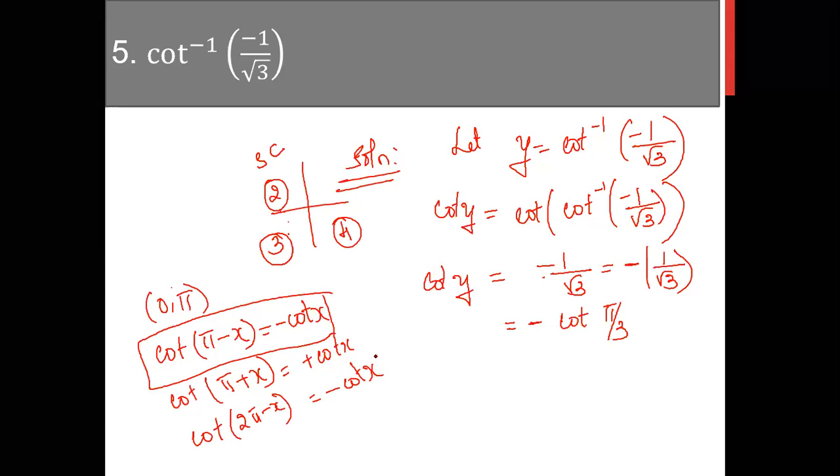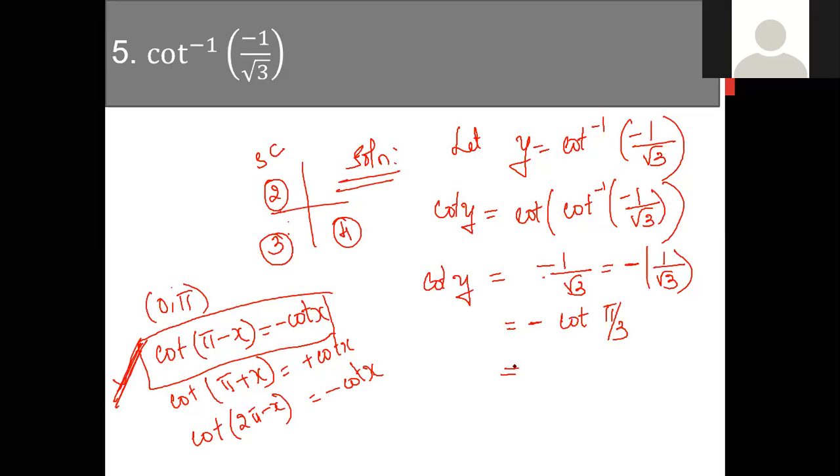Why can't we do it that way? Because our principal value branch is 0 to pi, that is, our principal value branch must lie within 0 to 180 degrees. We should not go beyond that. That's why we have to use this formula: cot of (pi minus x) is equal to minus cot x. So that is equal to minus cot pi by 3. Where x is, there is pi by 3.